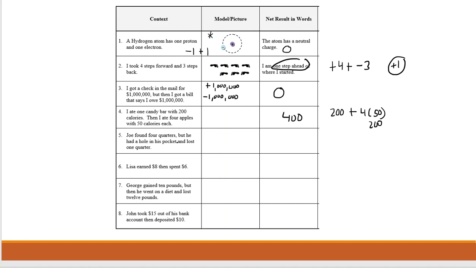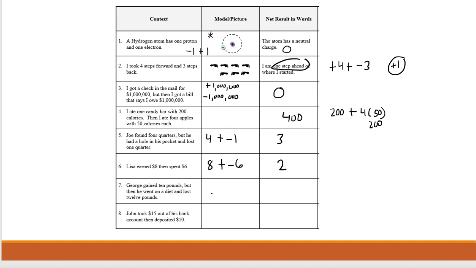Joe found 4 quarters, but he had a hole in his pocket and he lost 1 quarter. So he has 4, that's a +4, but then he lost 1. So if he has 4 and he loses 1, he's going to end up having only 3 quarters left. Okay, let's go to the next one. Lisa earned $8, so that would be like a +8, and then she spent 6. So if she earned 8, but she spent 6, the net result of that, when you combine those two, is that Lisa only has $2 left. Okay, let's look at the next one.